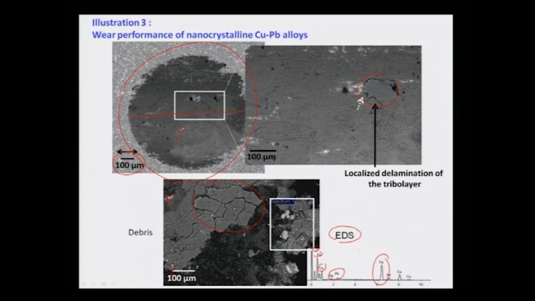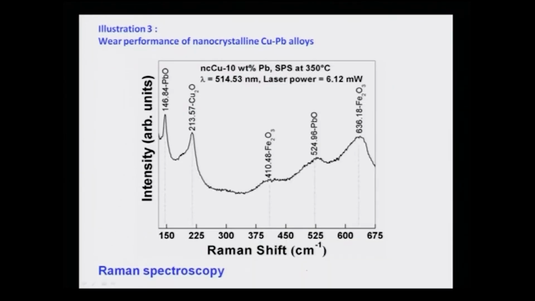This is because iron is getting transferred from the steel ball. Oxygen is also present. Therefore, what is the exact role of oxygen? One needs to understand very clearly. To do that, we have done Raman spectroscopy on this wear sample, or the worn surface.